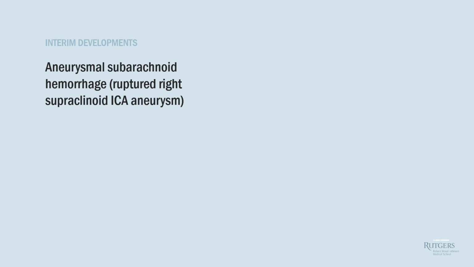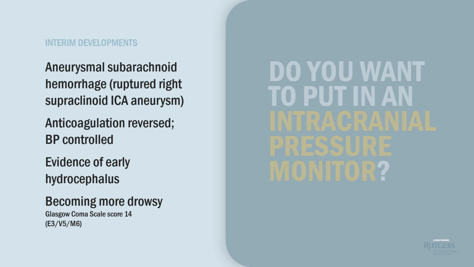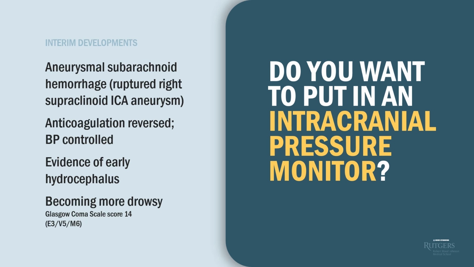So, our 54-year-old woman with an aneurysmal subarachnoid hemorrhage, because of a ruptured right supraclinoid ICA aneurysm, is now in the ICU. Anticoagulation has been reversed and blood pressure is controlled. But there is evidence of early hydrocephalus, and our patient is gradually becoming more and more drowsy. She can hardly keep her eyes open and talk to you, but still her Glasgow Coma Scale score is 14: 3, 5, 6. Now your attending turns to you and asks, do you want to put in an ICP monitor? Why?